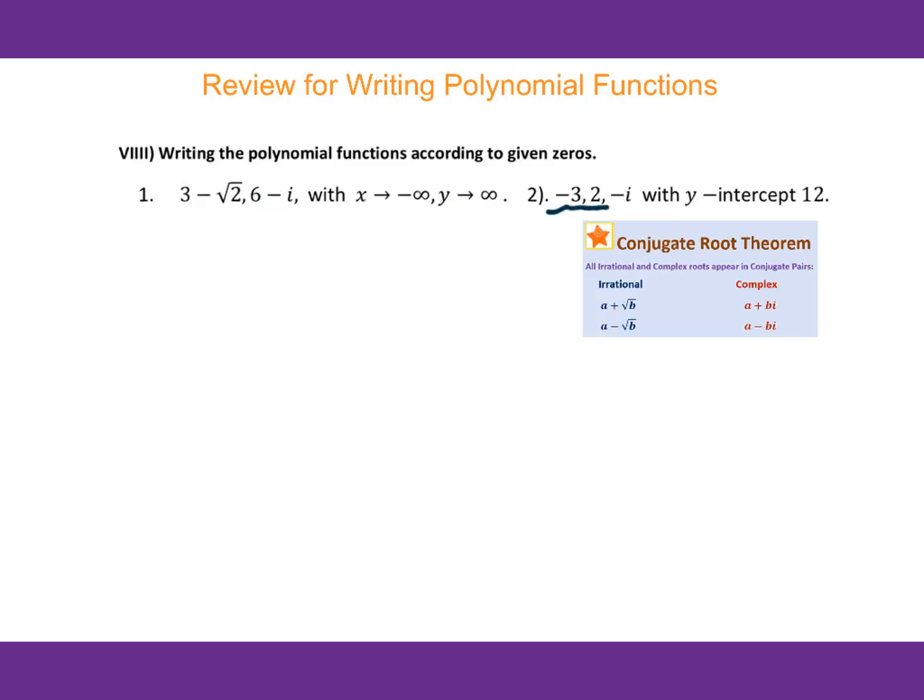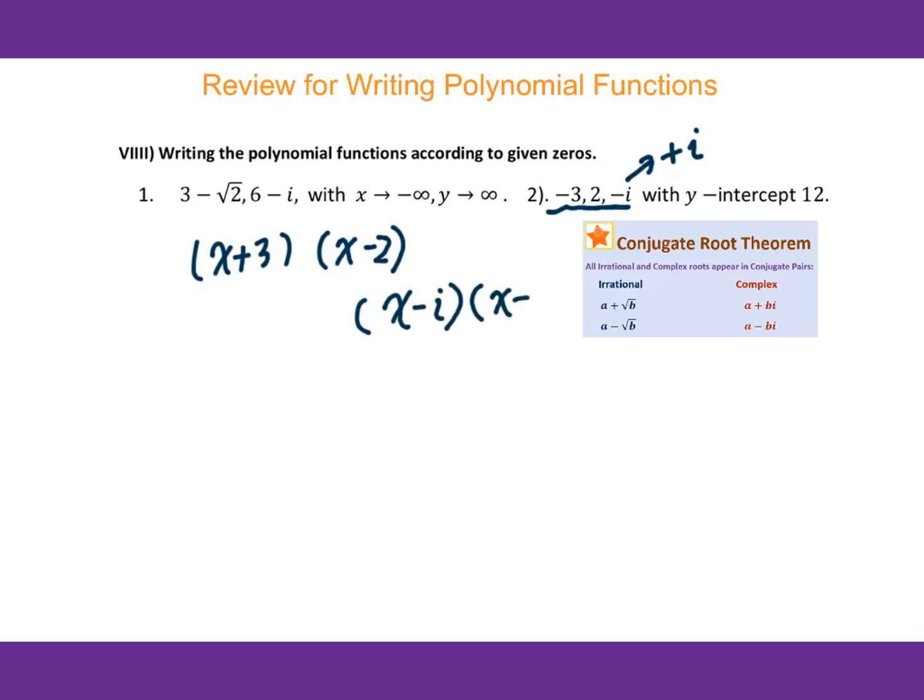Now let's go to number 2. We are given these 3 roots. According to the conjugate root theorem, we have a positive i also as a root. Therefore, we can write down the factor for each root. That will be x plus 3, x minus 2. And also we have x minus i, x plus i.